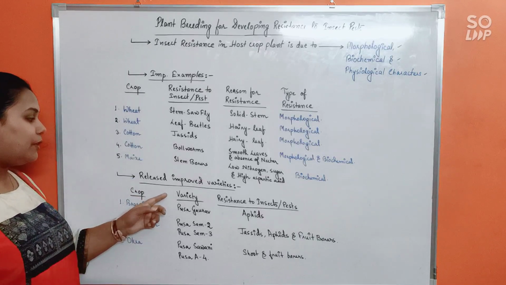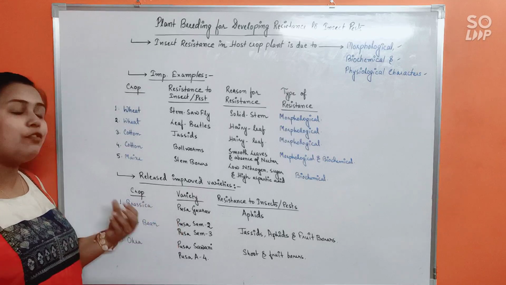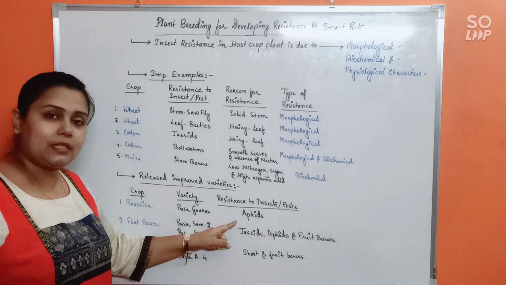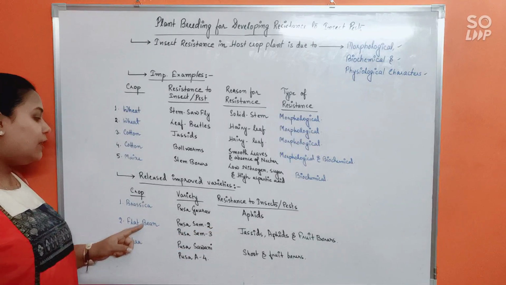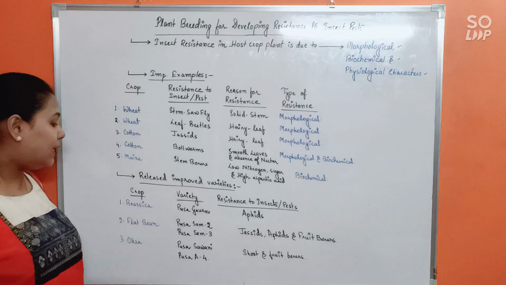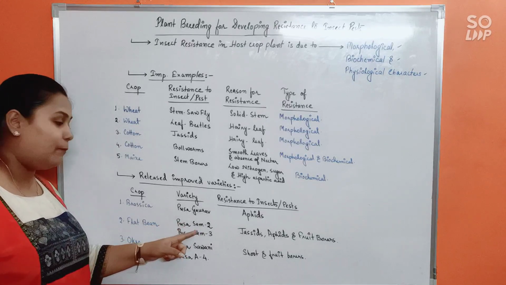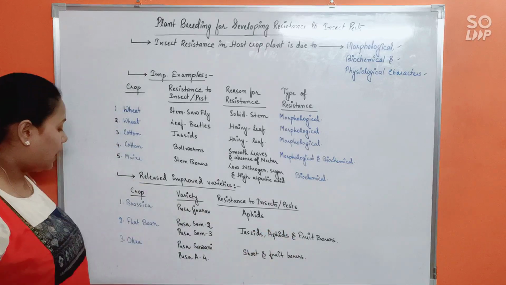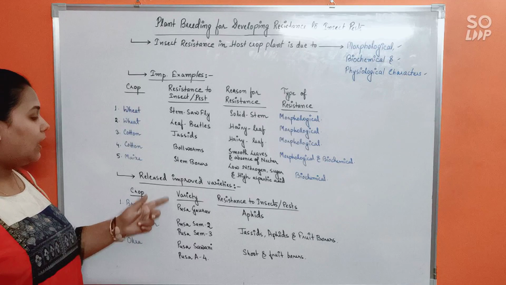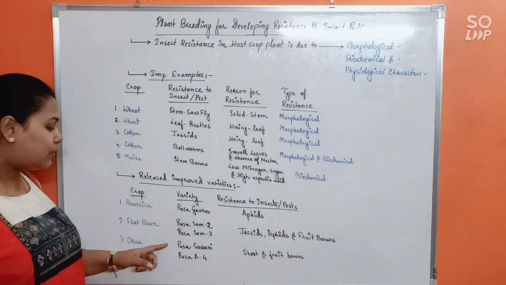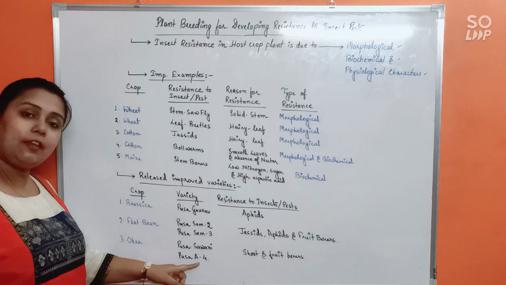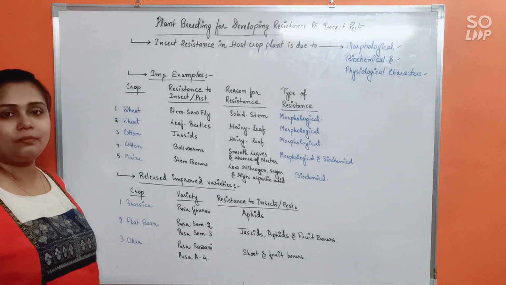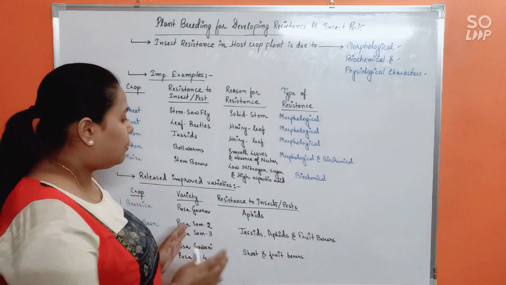For Brassica, the variety that has been released, successfully made and released, is Pusa Gaurav. It is resistant to the insect aphids. For flat bean, the variety that has been made and released is Pusa Sem 2 and Pusa Sem 3, and it is resistant to jassids, aphids and fruit borers. Finally, okra or bhindi, the variety that has been produced and released would be Pusa Sawani and Pusa A4, and resistant to insects would be shoot and fruit borers. Alright, so all of you try remembering this chart.